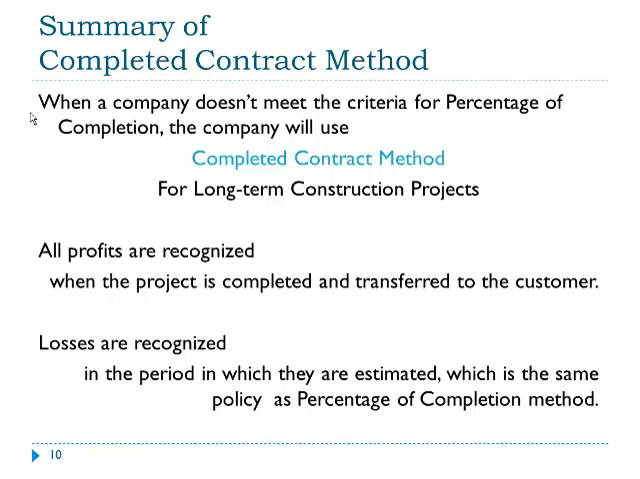Now we're going to look at the second kind of accounting method for long-term construction projects. When a company doesn't meet the criteria for percentage of completion, the company will use completed contract method for long-term construction projects. All profits are recognized when the project is completed and transferred to the customer, but losses are recognized in the period in which they are estimated, which is the same policy as percentage of completion.